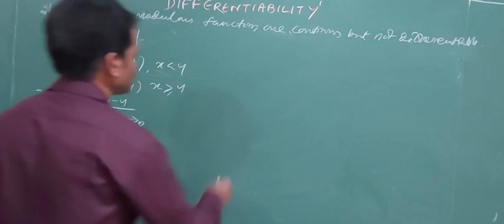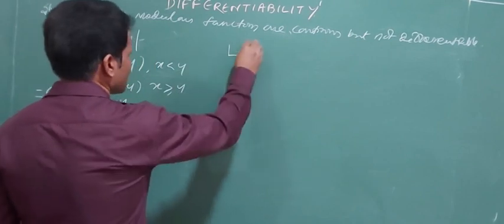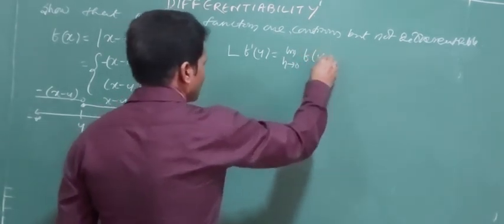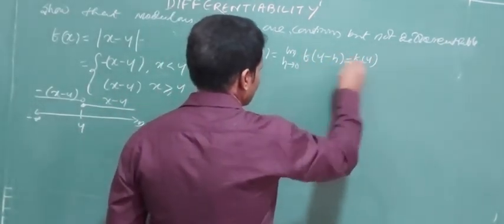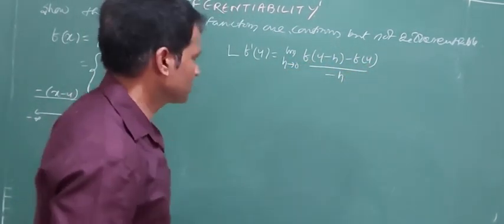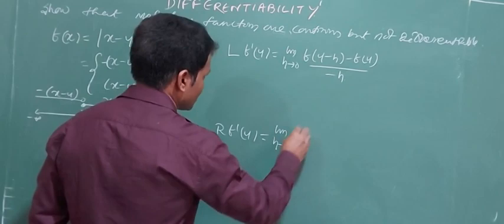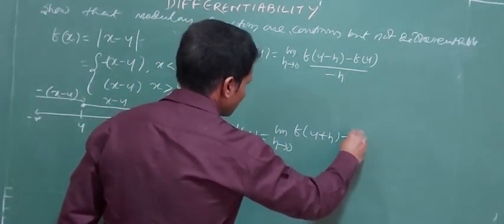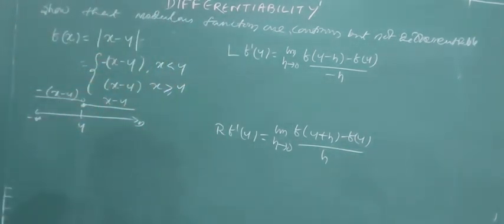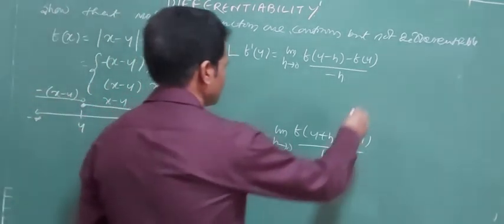Let's start with the differentiability. If it is differentiable, then left hand derivative at the point 4: f dash 4 is limit h tends to 0 of f of 4 minus h minus f of 4 by minus h. You must know the formula. Right hand derivative f dash 4 is limit h tends to 0 of f of 4 plus h minus f of 4 by h. The function is already in front of you. 4 minus h means less than 4 value. Just replace the value here: 4 minus h minus 4.